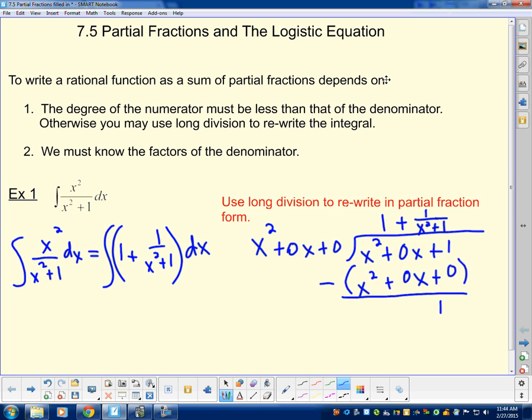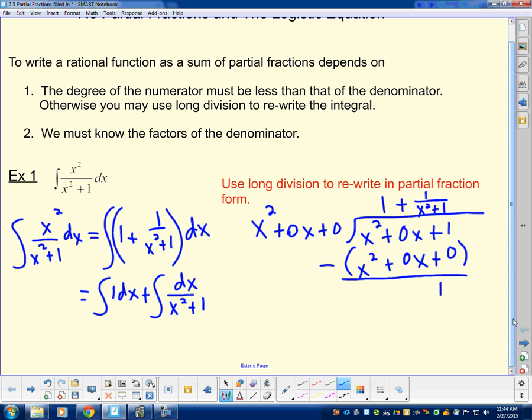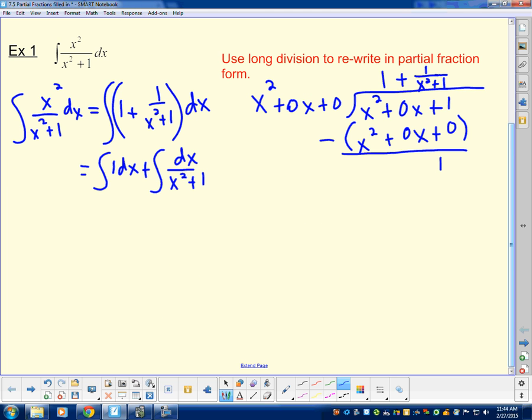So you want to think of it as the integral of 1 dx plus the integral of dx over x squared plus 1. So what's the integral of the left-hand side, or the left term here, I should say? Just x. x plus c, and we'll put the plus c at the end here. Do you recognize the second one on here? It's not as easily recognized sometimes.